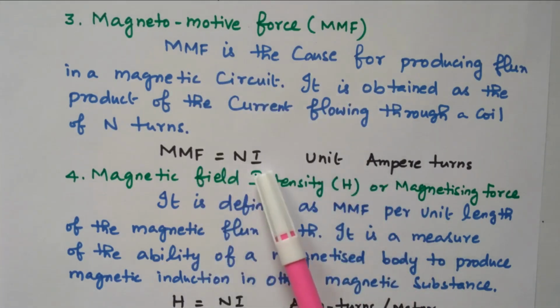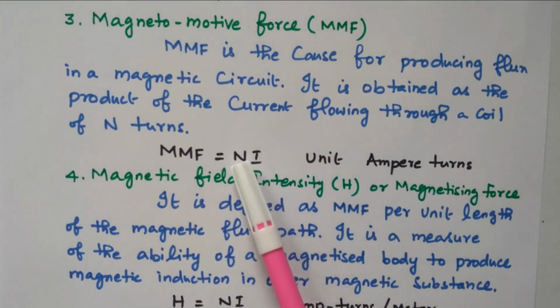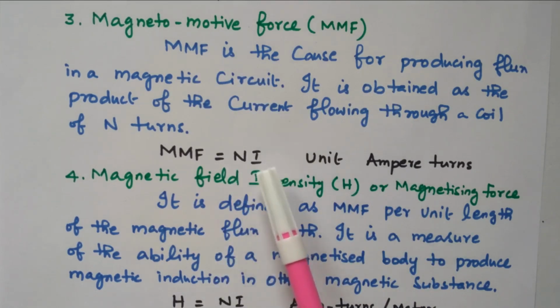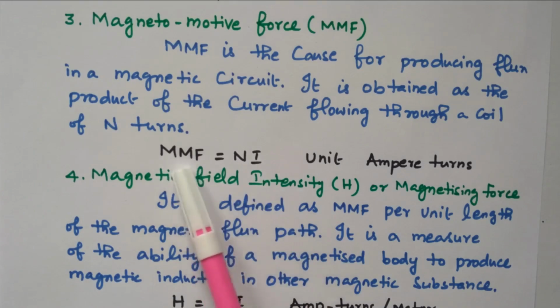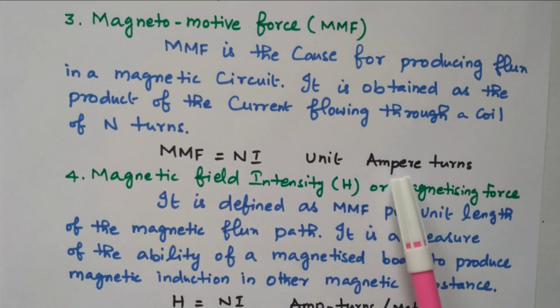It is given by the number of turns into the current: how many turns are available and what current is flowing. These two parameters determine the magnetomotive force. So the unit of N into I is ampere turns. I is ampere, N is turns, so ampere turns.